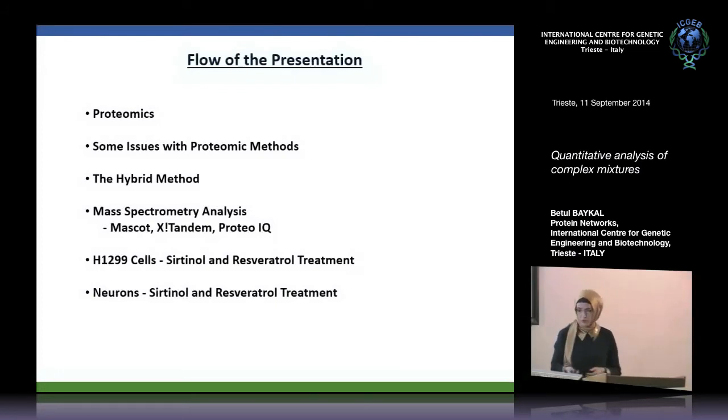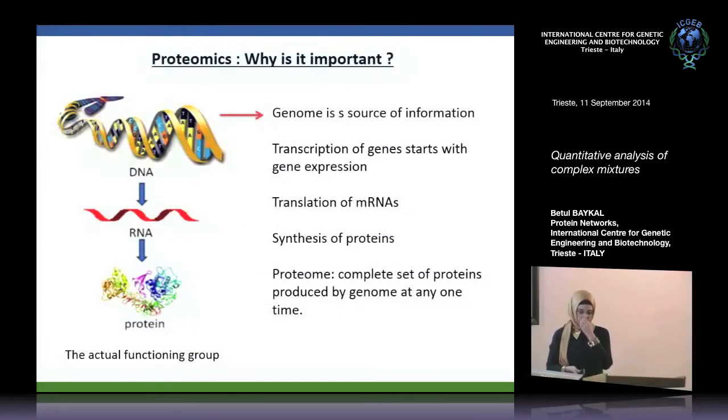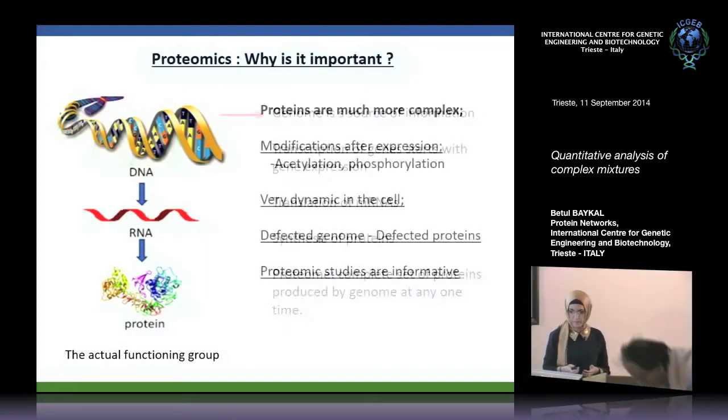So proteomics is important, and we all know that the genome contains all the genes required to build a functional organism. However, it's only a source of information, and in order to function, it must be expressed. This starts with the transcription of the gene, and it's followed by the translation of mRNAs, and then the synthesis of proteins. And proteome means the complete set of proteins produced by the genome at any one time.